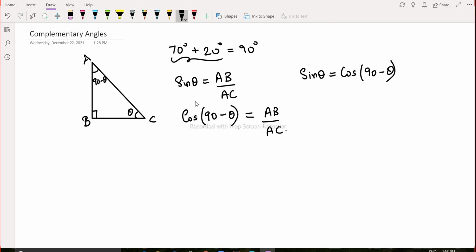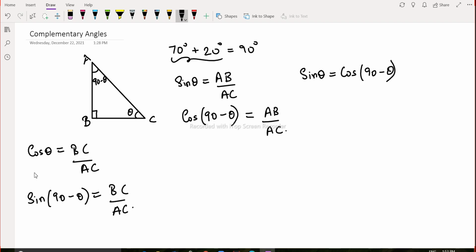Similarly, if you apply this concept to other ratios, so let's say I try finding cos theta now. Cos theta will be adjacent, that is BC upon AC. And if I try finding sine 90 minus theta, that is opposite upon hypotenuse, that would be again BC upon AC. So what I get is that sine 90 minus theta is equal to cos theta. Similarly, you will find this relation between other ratios. So the relation goes this way.